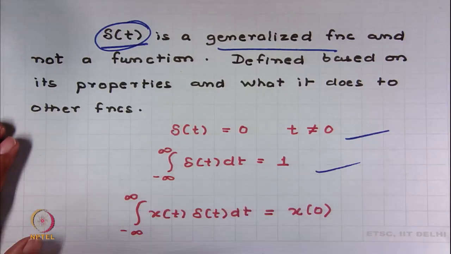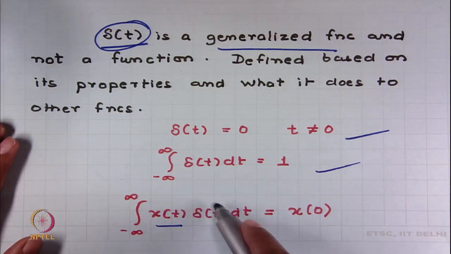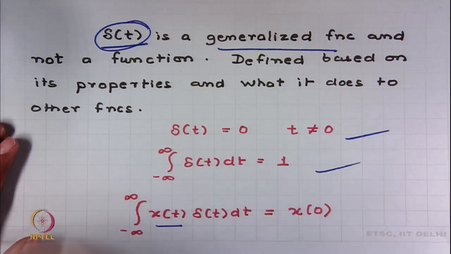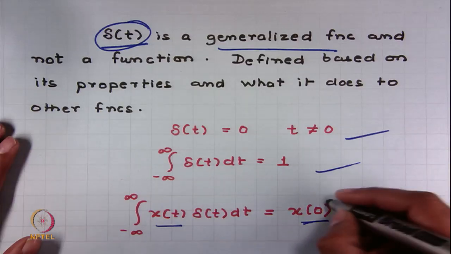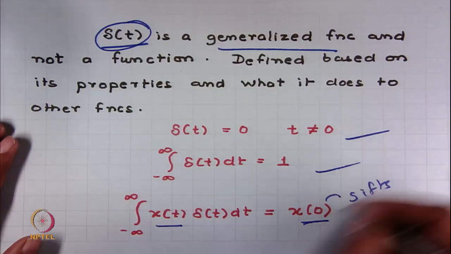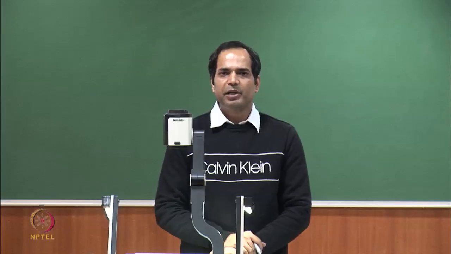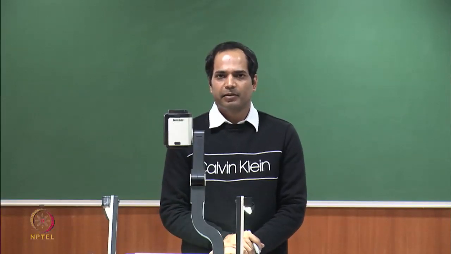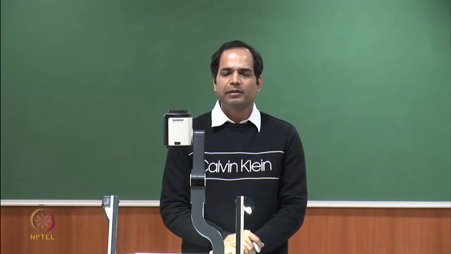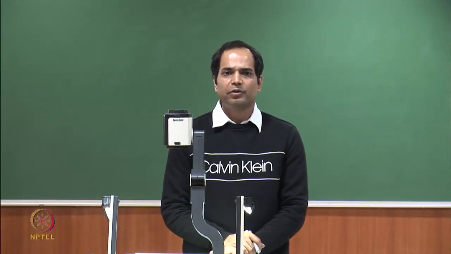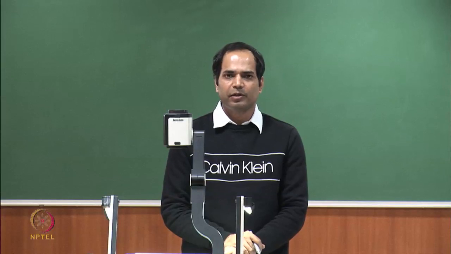You can think about how it interacts with other functions. For example, if you multiply x(t) with delta t and you carry out this integration, you get x of 0, right. It sifts out the value of x(t) at t equals 0. So, these are the properties based on which we understand delta t rather than thinking of it in terms of conventional functions, because it is not a function, it is a generalized function.